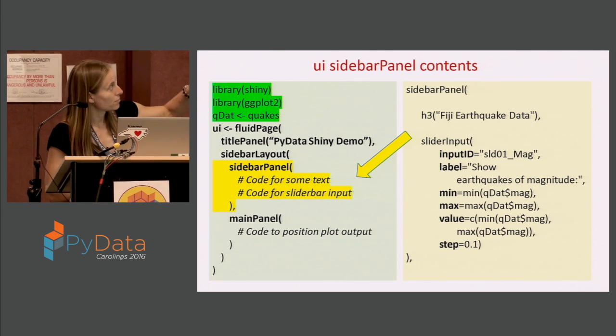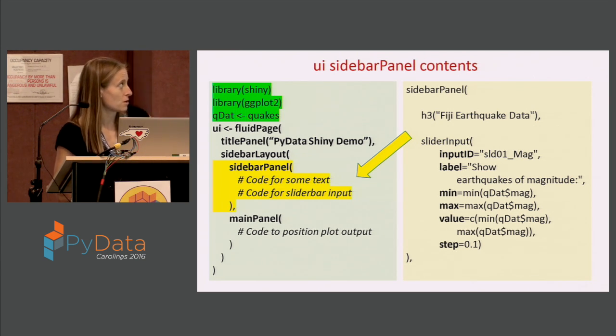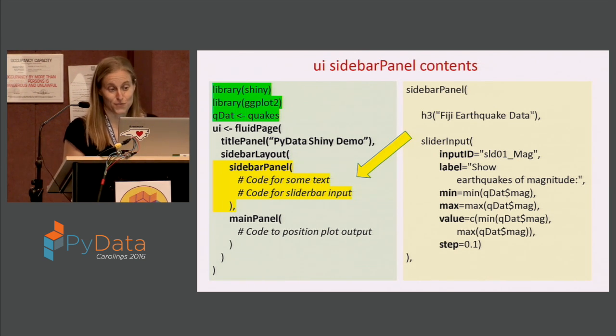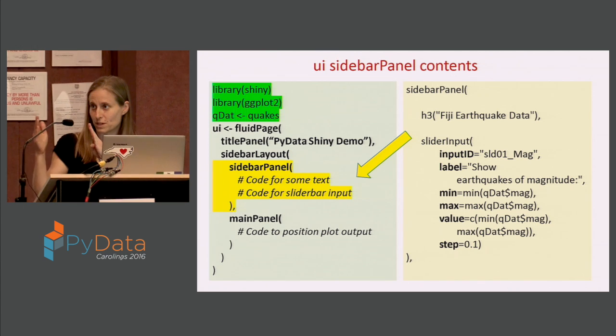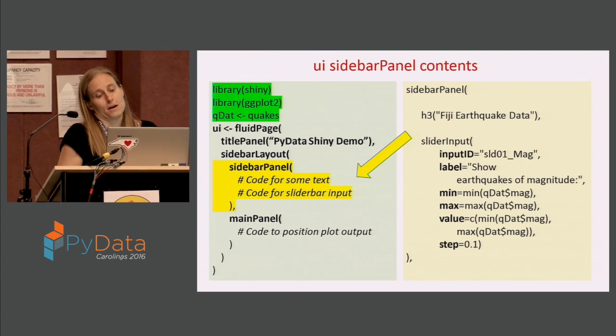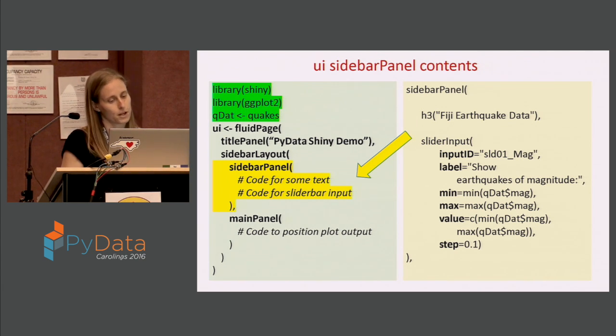The things that are in bold there, the input ID equals, label equals, min equals, these are all required for the slider bar to work, except for the last one, the step. You don't have to specify a step, which is the interval between each of the numbers. That could be left out, and R will try to find a default. It just doesn't always use the most logical default.